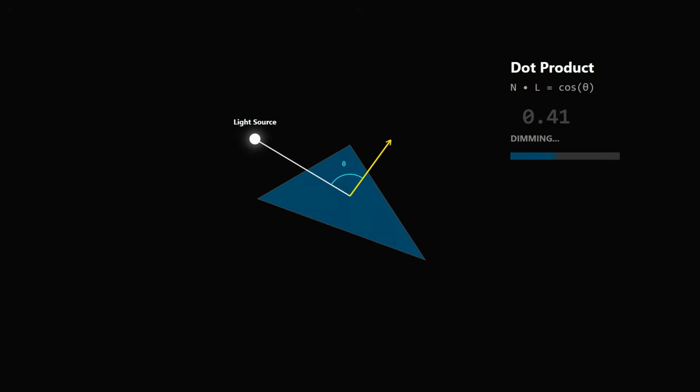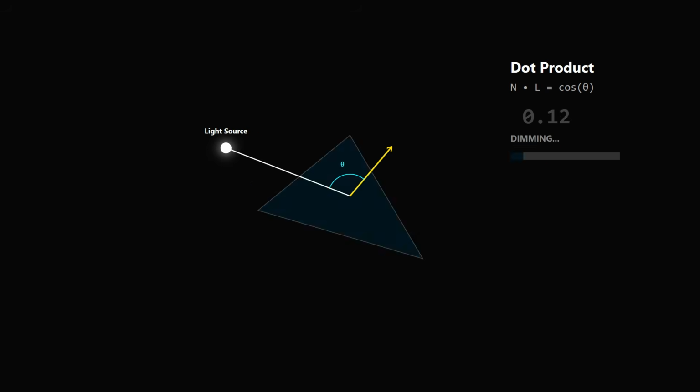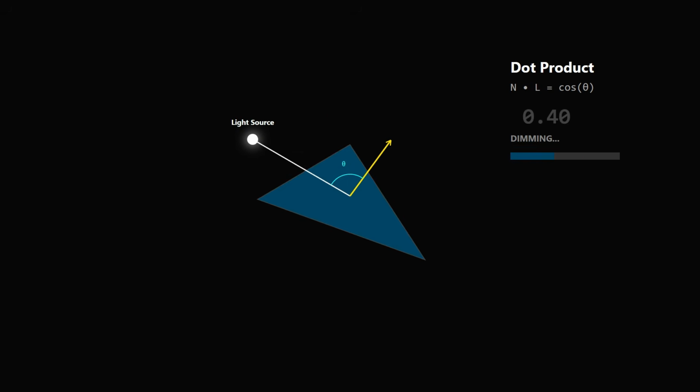We compare that arrow to the direction of our light source, which in our example is just the flashlight pointing straight forward from the camera. We use an operation called the dot product. It compares two vectors and gives us a single number from 0 to 1. If the triangle is facing the light directly, the result is 1, maximum brightness. If it turns sideways, the number drops. If it faces away, it hits 0, total darkness.